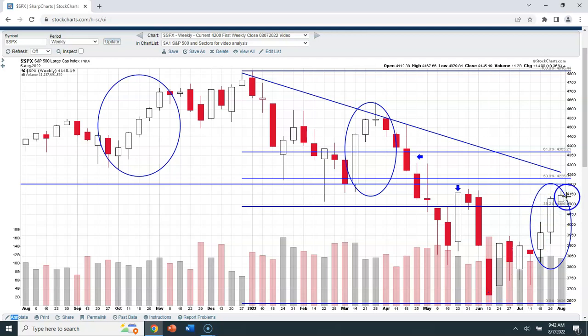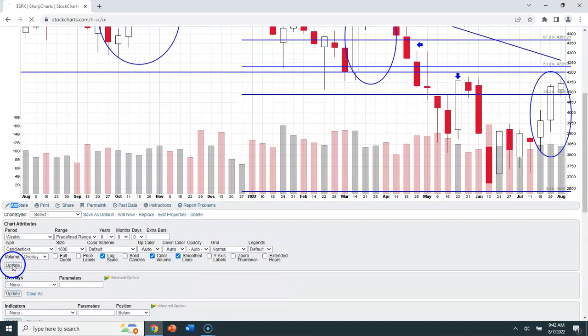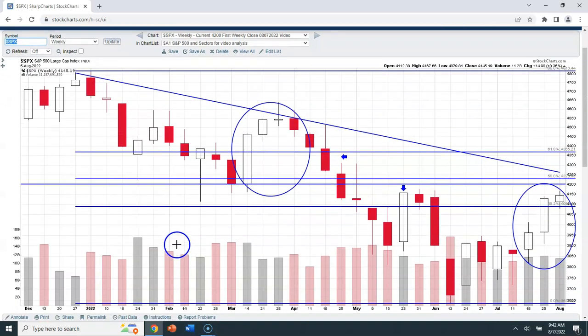You can see, I know it's small, but that's where my cursor is circling. We've retraced a little bit more than 38.2% of the entire move, all right? And let me shorten this up to maybe 8 months, and it might be easier for you guys to see, all right? A little bit.